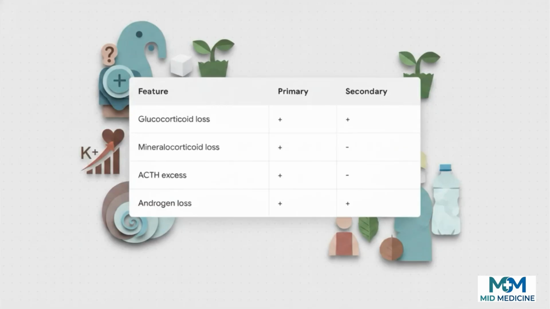Now, looking at this breakdown, notice how clearly these features compartmentalize the biochemical differences. Both primary Addison's disease and secondary hypopituitarism share that glucocorticoid loss. That means both sets of patients are going to experience weight loss, fatigue, and hypoglycemia. But look closely at the mineralocorticoid column. That severe mineralocorticoid insufficiency, the kind leading to shock and hyperkalemia, that is entirely unique to primary disease.